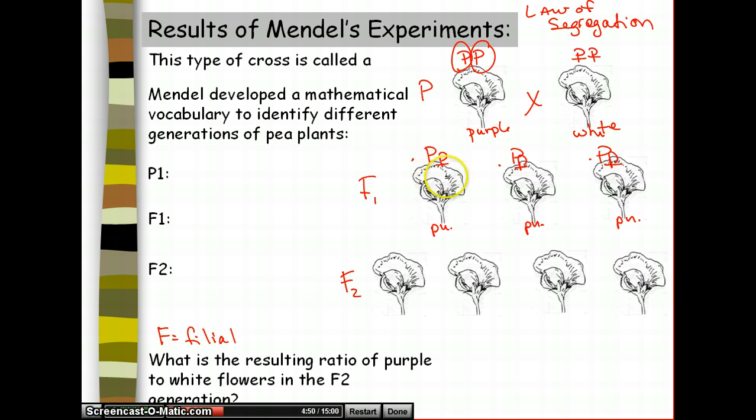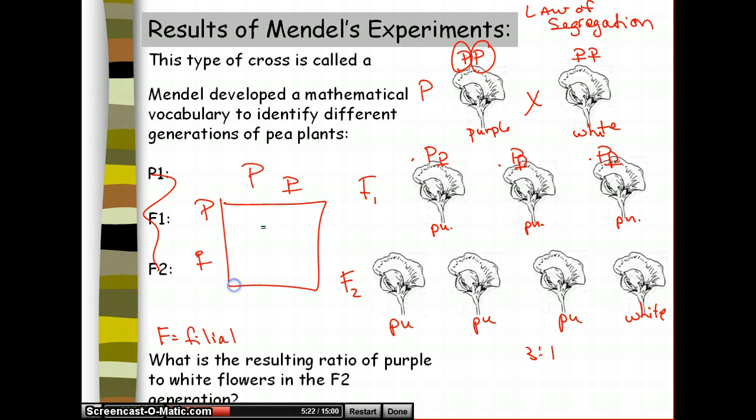But when he crossed the big P with the big P, or self-pollinated that, he got something different, and you saw those results in the lab today. He got 3 purple and 1 white. It was very close to a 3-to-1 ratio. And Mendel said, I wonder why. Well, if you think about the boxes, one parent is big P, little p. The other parent is big P, little p. Just an FYI, by convention, if it's hard to understand the difference between big and little, underline your little.